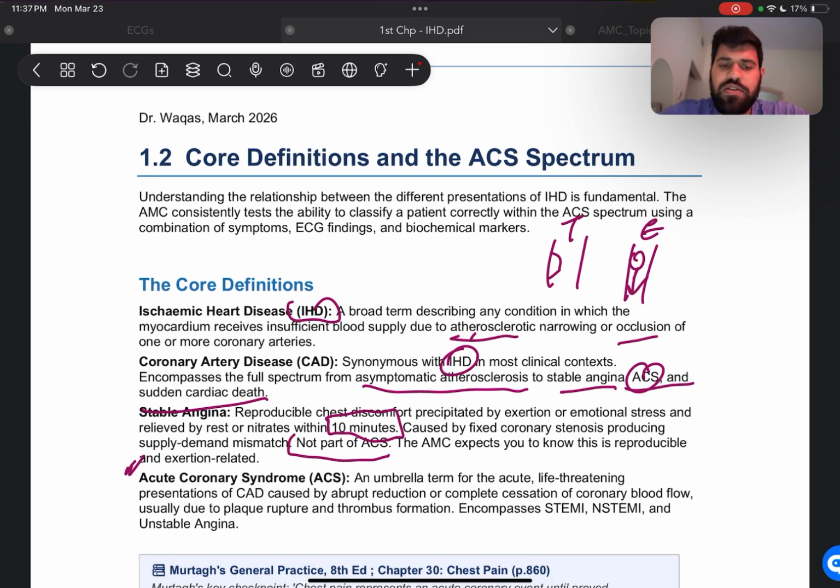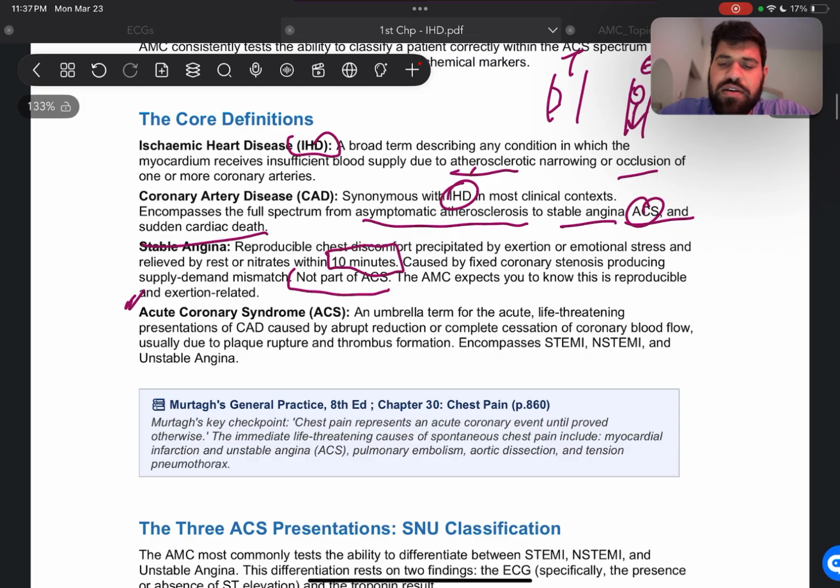And we need to know what is reproducible and what is non-reproducible. So stable angina versus unstable angina. All right, ACS is again an umbrella term for acute life-threatening presentations of CAD. So if CAD is life-threatening, it converts into an ACS, and it is caused by an abrupt, so sudden, reduction or complete cessation of coronary blood flow, usually due to plaque rupture or thrombus formation. All right, and it encompasses STEMI, NSTEMI, and unstable angina. Just keep in mind it's unstable angina, not stable angina.